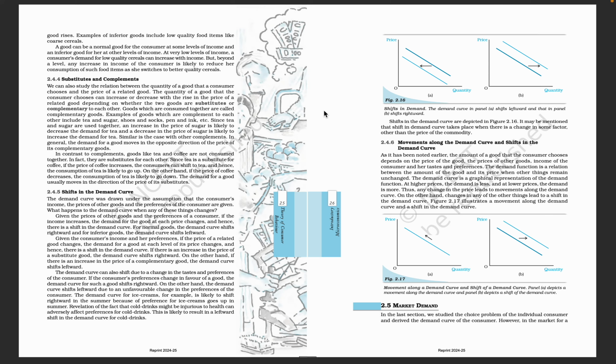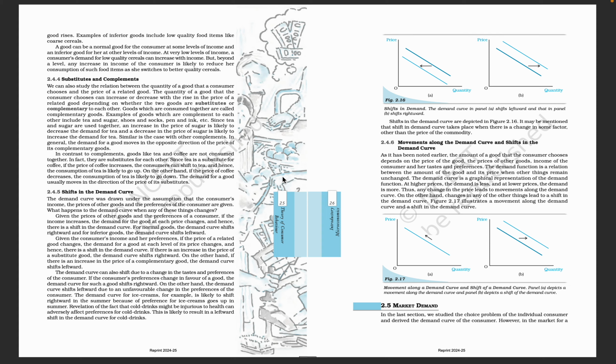In contrast to complements, goods like tea and coffee are not consumed together. In fact, they are substitutes for each other. Since tea is a substitute for coffee, if the price of coffee increases, the consumers can shift to tea, and hence the consumption of tea is likely to go up. On the other hand, if the price of coffee decreases, the consumption of tea is likely to go down. The demand for a good usually moves in the direction of the price of its substitutes.